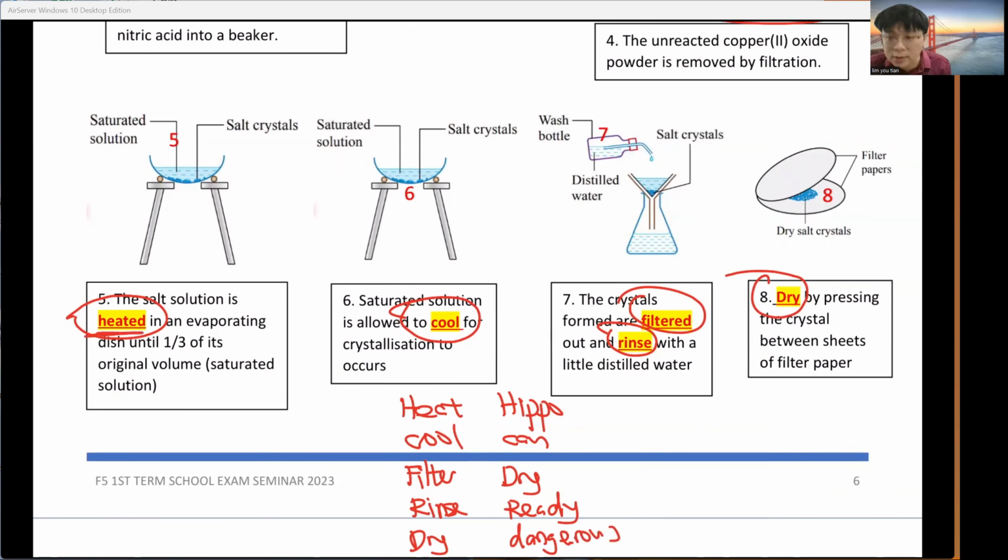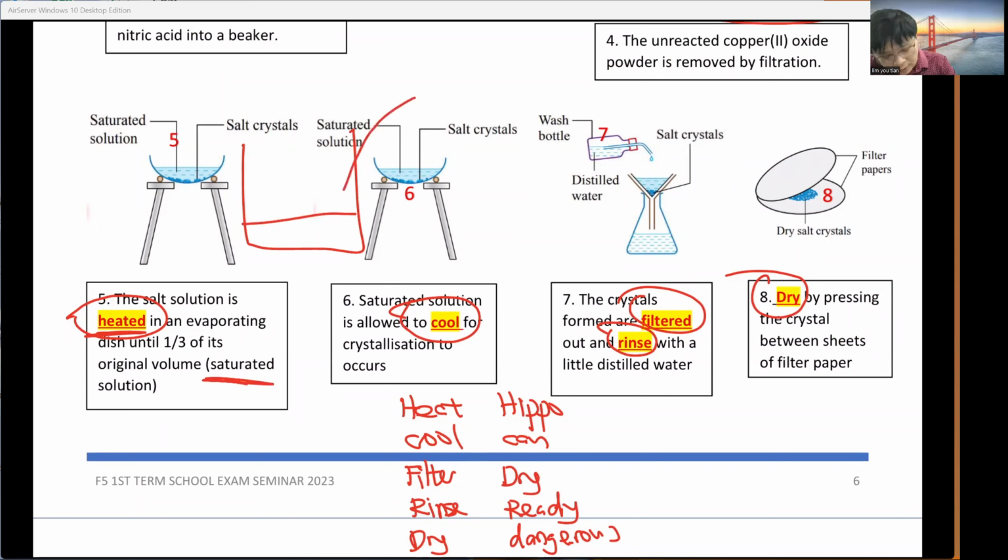So you heat first, because just imagine the salt is dissolved in water. So first thing, we need to separate the salt and water. But to separate, you cannot separate directly, because if it dries completely with totally no water, the salt may burn. So what we do, since we have a lot of water, first we heat until 1/3. So it becomes what we call a saturated solution. That means it's at maximum already.